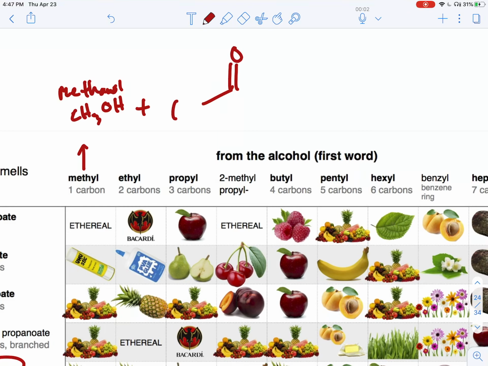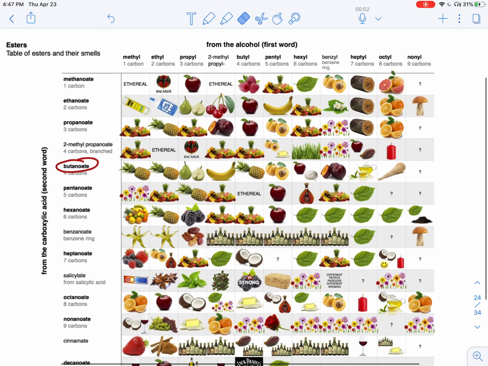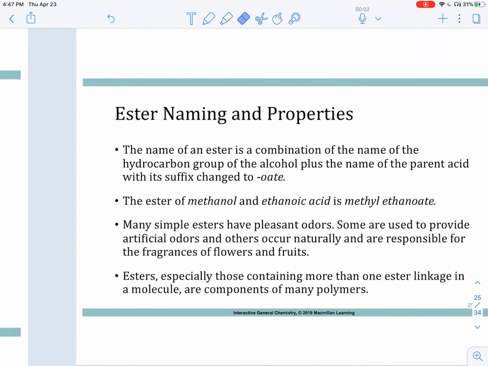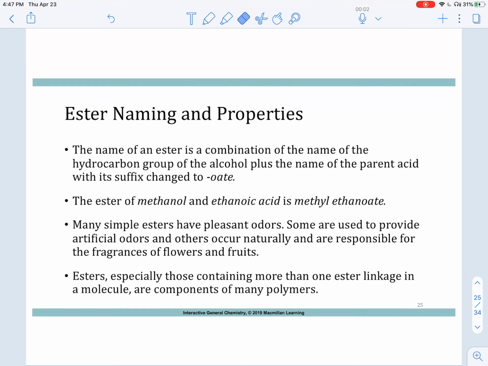Here's our methyl group. 1, 2, 3. You know what? Before I go through this, we need to learn. I want to teach you guys how to name these. So let's come back to this chart. How about that? We'll come back to this chart in just a second. So let's learn actually how we put these together. So naming these, we'll come back to that chart.